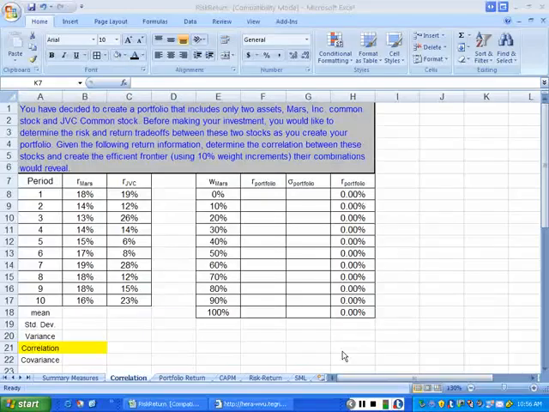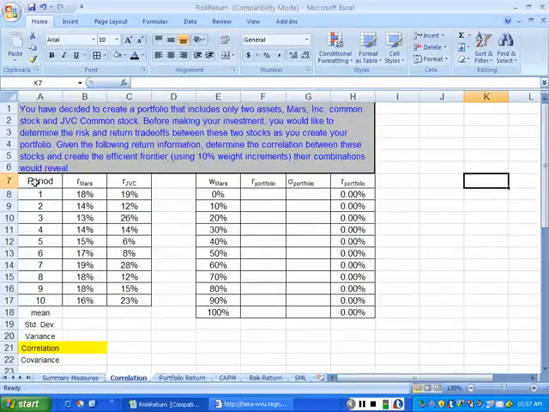So this problem shows, first of all, how do you calculate correlation? How is it related to the other summary measures that you might have? And secondly, it wants to take a look at the notion of creating a portfolio and why you benefit from diversification. So here you've decided to create a portfolio that includes only two assets, Mars Incorporated common stock and JVC common stock. Before making the investment, you'd like to determine the risk and return trade-offs between these two as you create a portfolio.